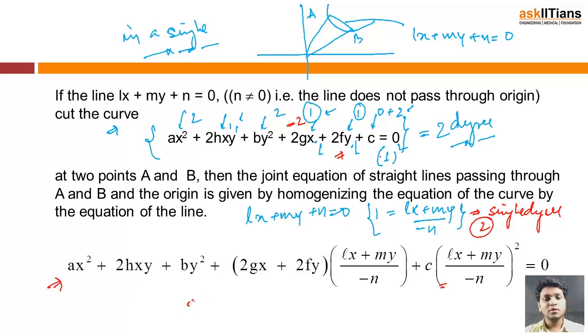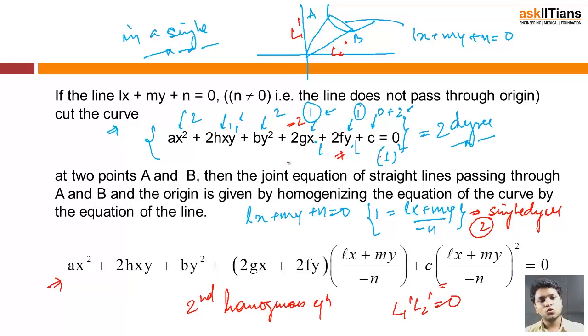So this will give me a second degree homogeneous equation, which is nothing but the combined equation of L1 dash and L2 dash equals to 0. And this is how I can find out the combined equation of L1 and L2. This is going to be very question specific, but although it remains a ruckus in the preparation of the students, explaining that was quite a necessary task.